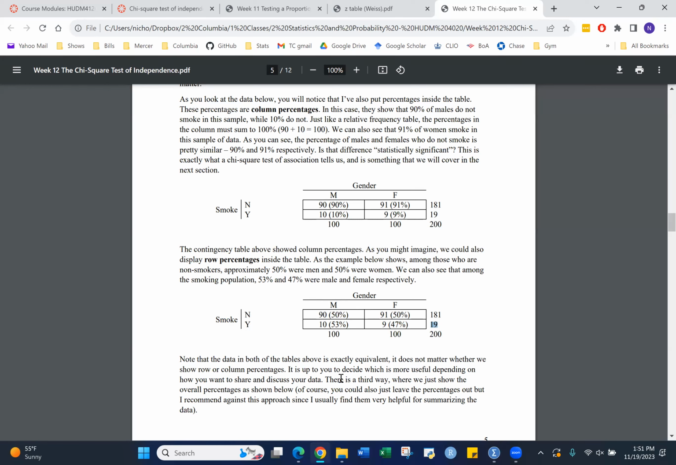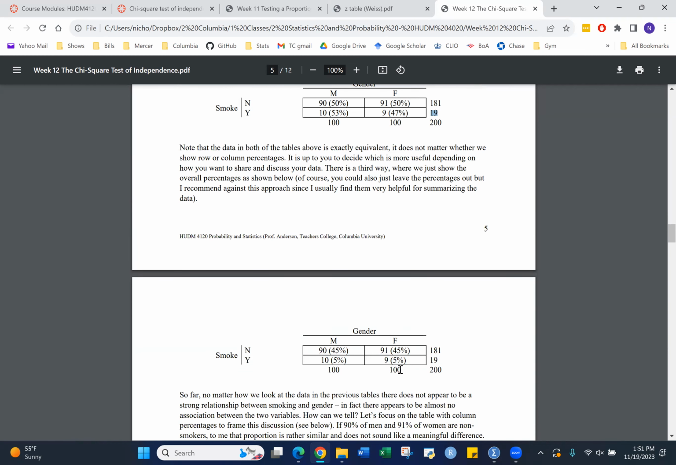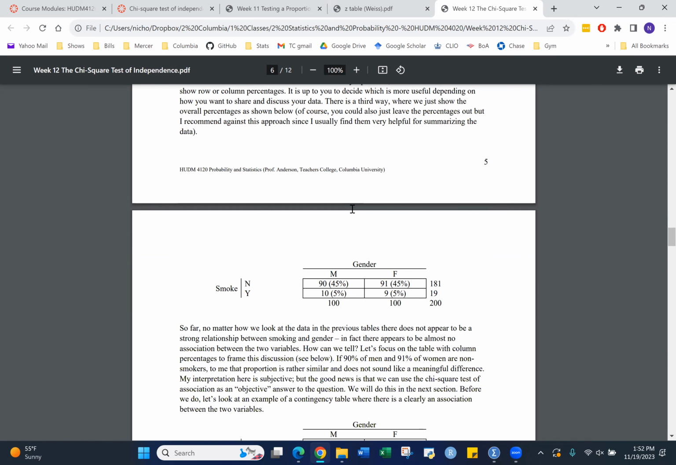But we don't want to be dishonest, and that's exactly why we have this chi-square test of independence. It doesn't matter about your column or row percentages, and look, there's even a third option. You can just show the overall percentages, and here, 45% are males who do not smoke, 45% are women who do not smoke, 5% are men who smoke, 5% are women who smoke. There just doesn't seem to be a difference there, and your chi-square test would most likely confirm, hey, gender is not statistically associated with smoking. I will show you how to conduct the chi-square test in a moment.